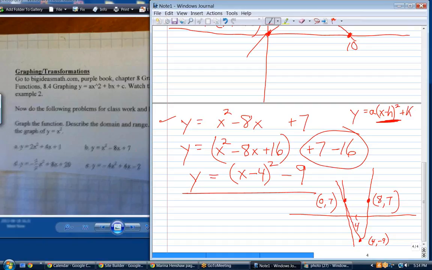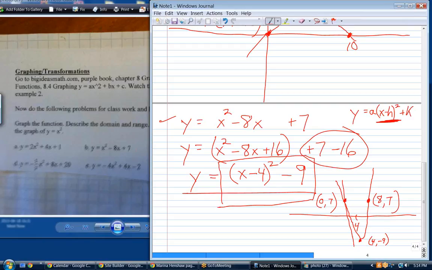Good. Now let's talk about one thing that we forgot to talk about on A, and that's how does this compare with y equal x squared? This is exactly the same as y equal x squared, but it's been moved up and down, and it's been moved right and left. So you can figure out what's happened to it by looking at this.